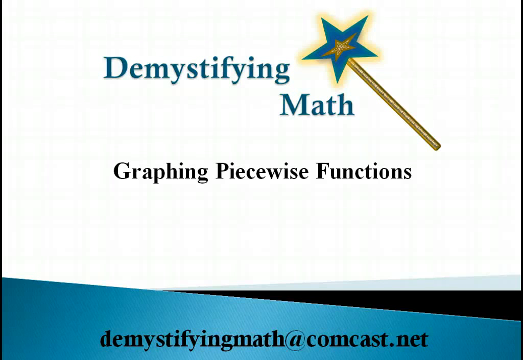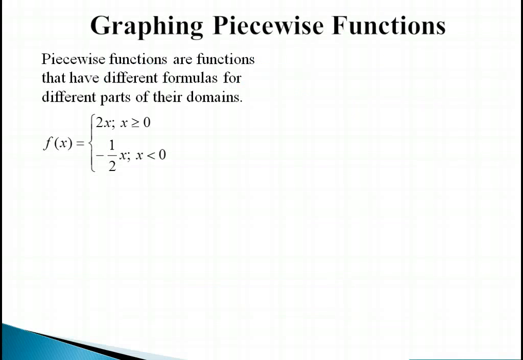In this lesson, we're going to be graphing piecewise functions. A piecewise function is one that has different formulas for different parts of its domain. For this particular function that we have here, where our x values are greater than or equal to 0, we're going to be using the graph of f of x equals 2x, or you can say y equals 2x. For any of our x values that are negative, we're going to be using the graph of y equals negative 1/2 x.